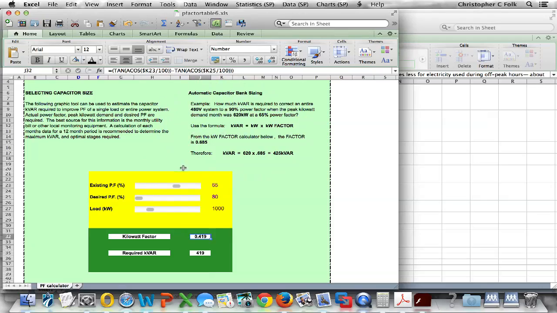Now, notice the nice thing about it. I have selected the kilowatt factor here, I've selected that window, and notice up here in the formula box it gives me exactly how to enter that information in. I have to take the tangent of the arc cosine of the 65%, right? And that has to be subtracted from the tangent of the arc cosine of the 80%.